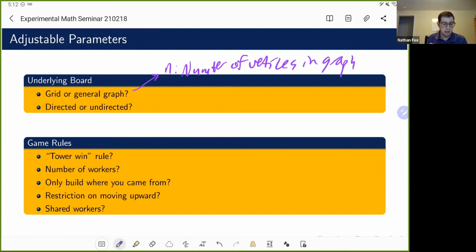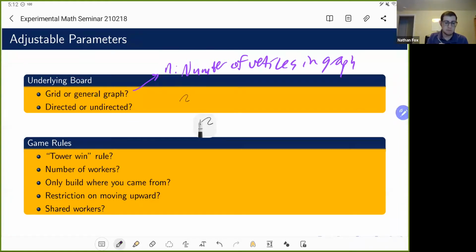And the game of Santorini itself is played on an undirected graph, because if you can move one way, you can move the other way, unless there's the rule about heights that's preventing you. But that's a game rule, not a property of the board. But you could also play Santorini on directed graphs. So you have to modify the building rule to actually build backwards along the arcs of the graph.